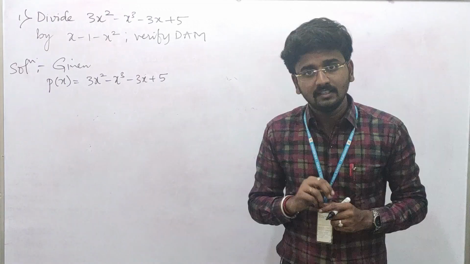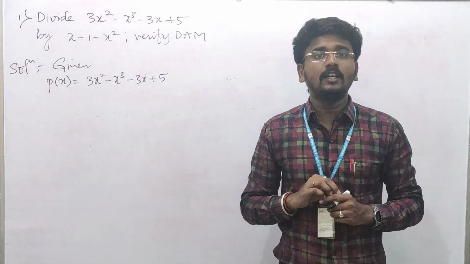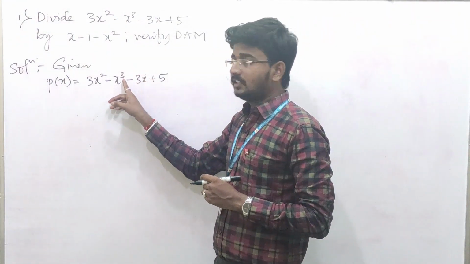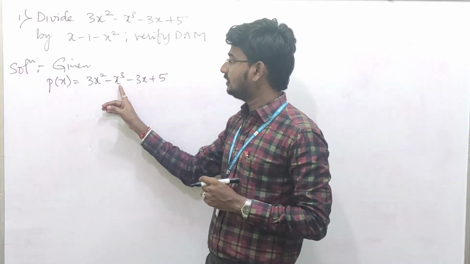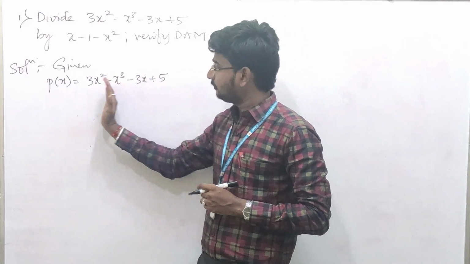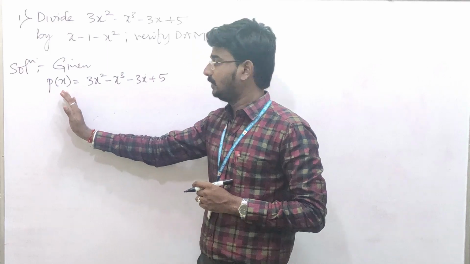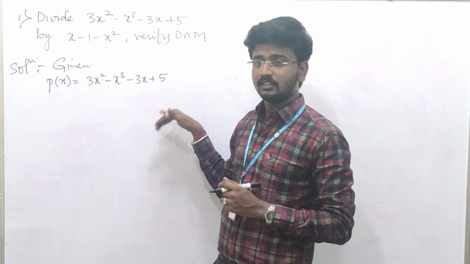Always the polynomial should be arranged in the standard form, highest degree to the least. But here you can see the highest degree is in the second place. So first I have to bring it to the first place. Till constant I have to arrange in a standard form.